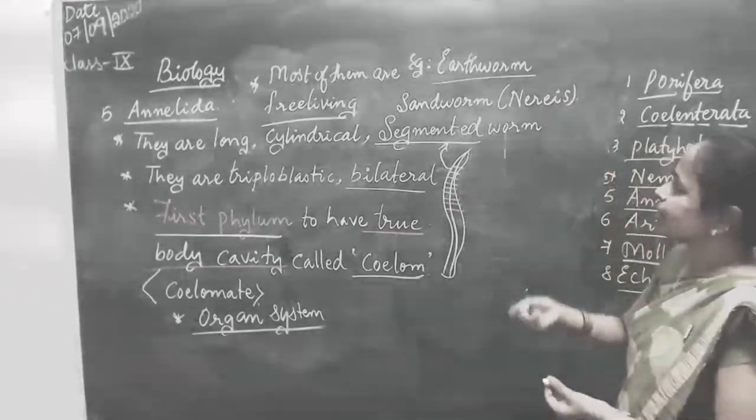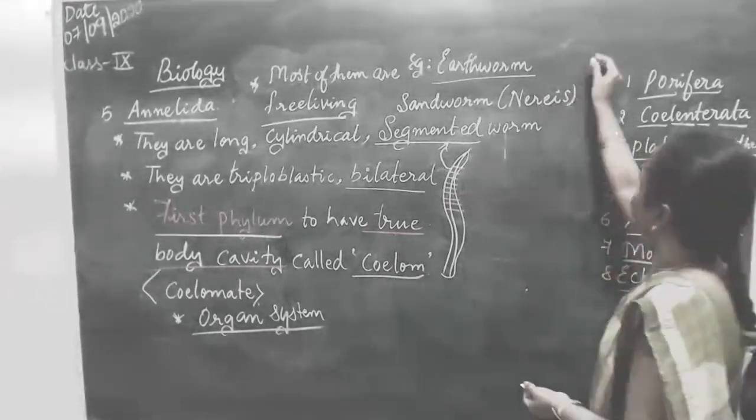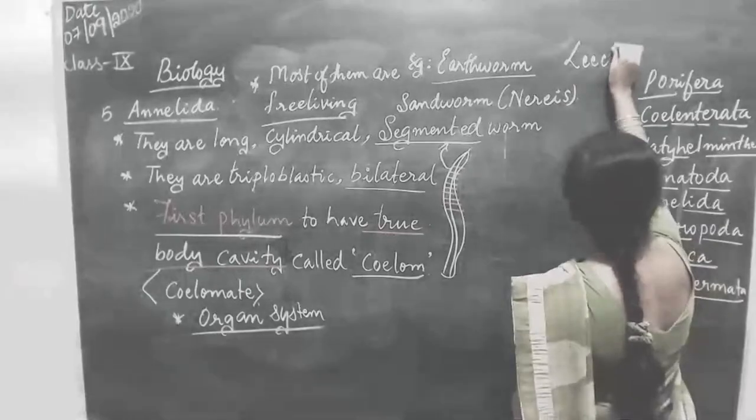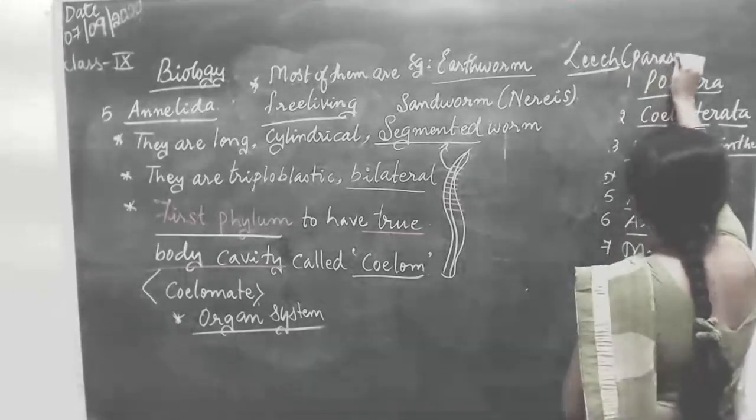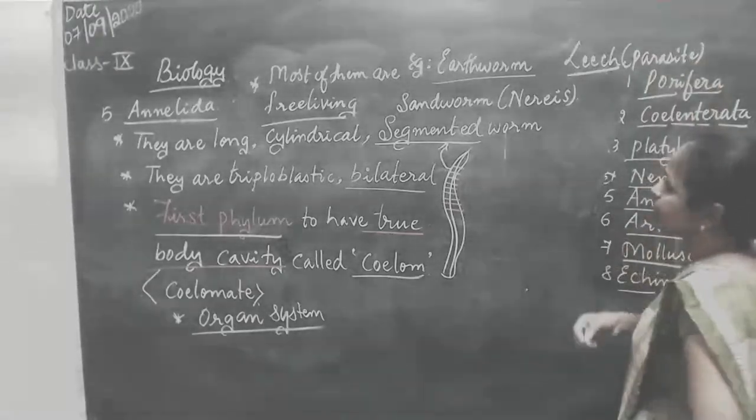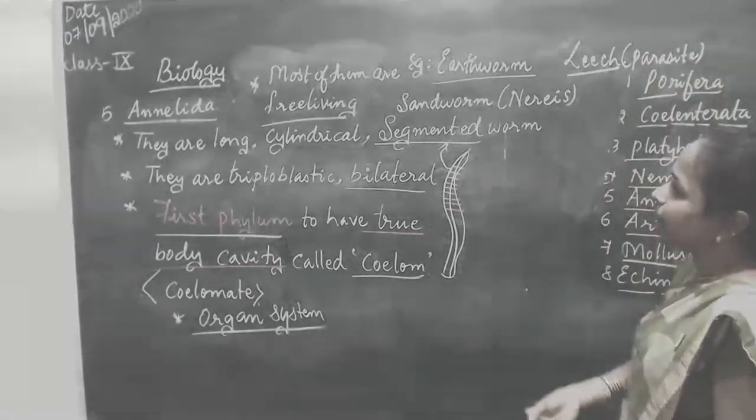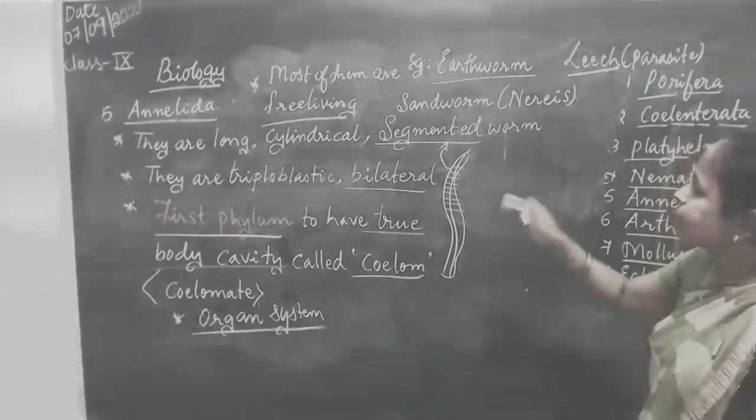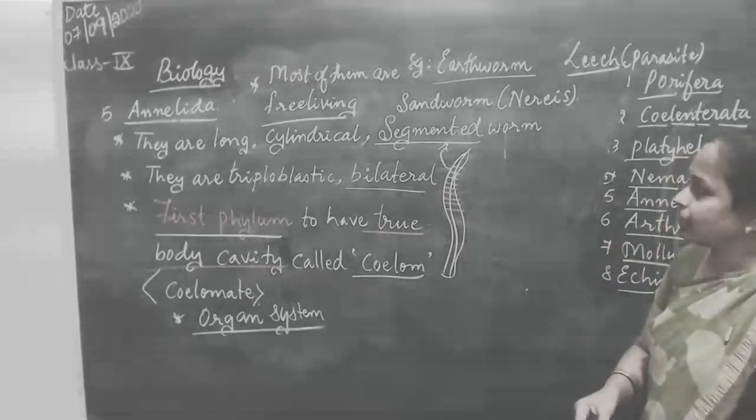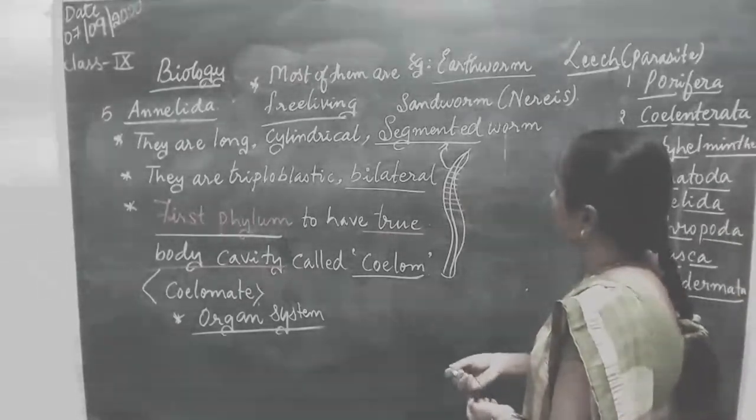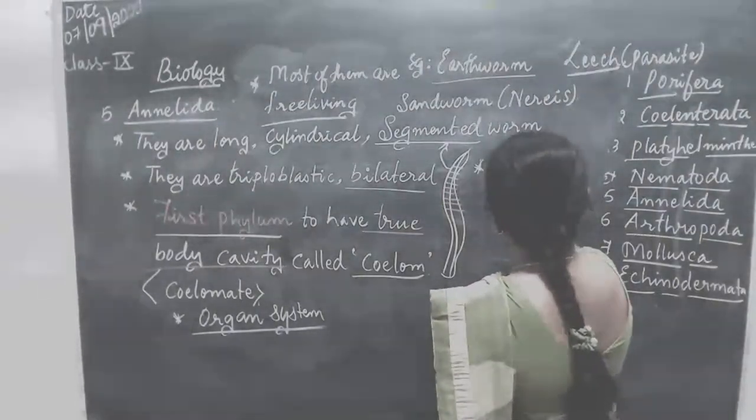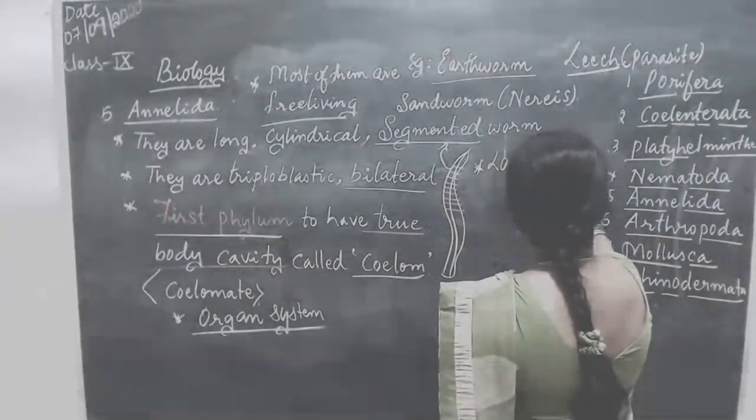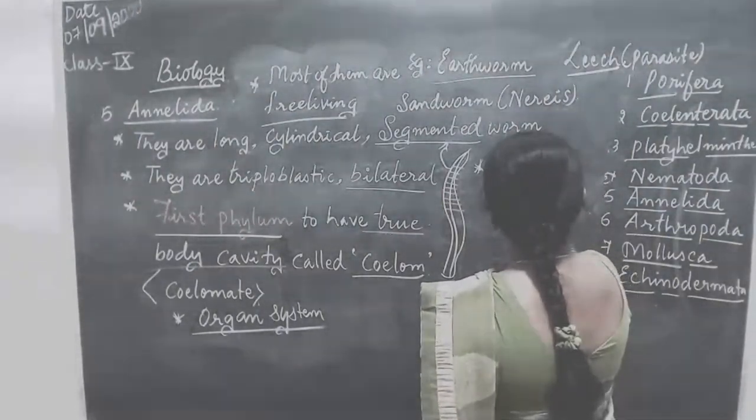Let us take two examples: the earthworm, and one more, the leech. Leech is a parasite. Leech is the example mentioned in your textbook as a parasitic annelid. So what is happening when you take the worm's cavity there? When you take the earthworm, with respect to advancement, they have very developed locomotory organs.